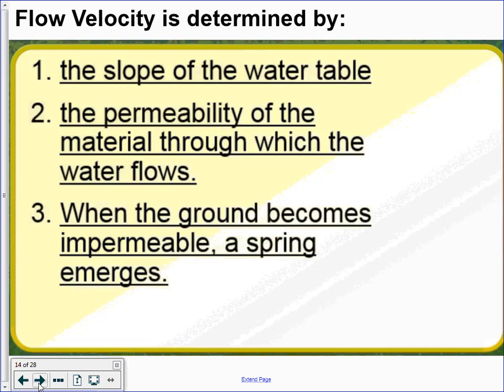This is at the bottom of page 12, so I'll just be quiet while you write it down. All of these factors determine how well water in an aquifer can flow. So take a minute or two and write these down. The slope of the table, the permeability of the material, and then the occurrence of springs.